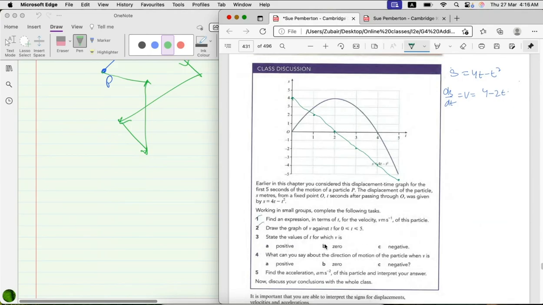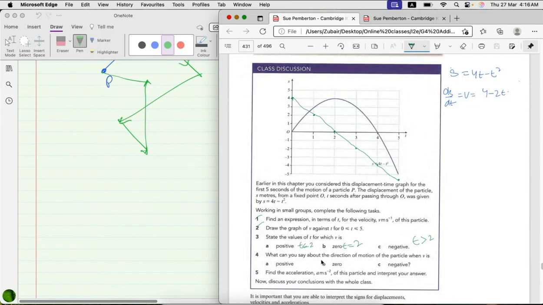Then it says state the values of t for which v is positive. Because we've drawn the graph already, we can tell when t is less than 2, it is positive. For t less than 2, it is positive. At t equal to 2, velocity is 0. And when is it negative? When time is greater than 2, the velocity is negative.